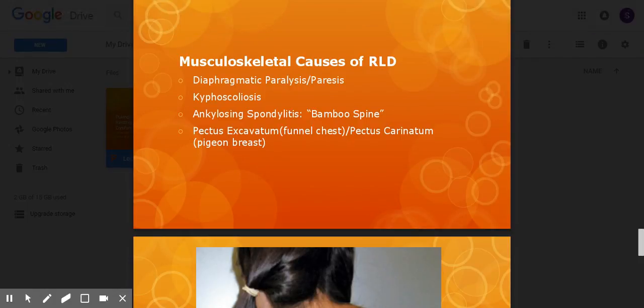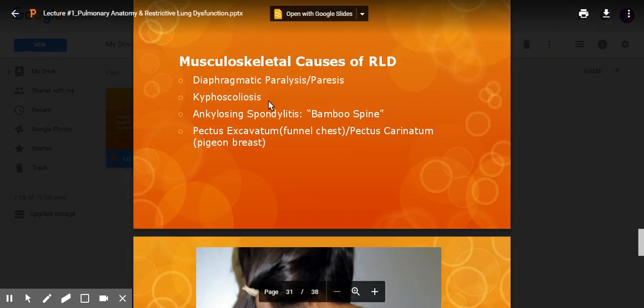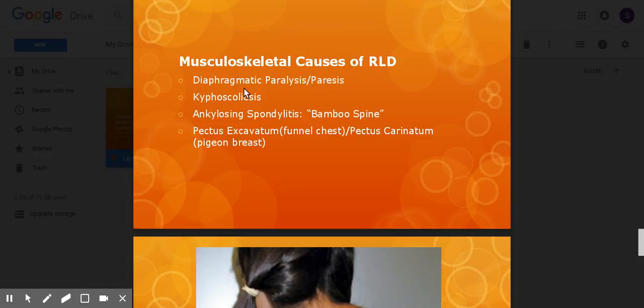We're now going to move on and talk about some musculoskeletal causes of restrictive lung dysfunction. The first topic area is going to be diaphragmatic paralysis or paresis. In cases we discussed earlier, bronchogenic cancer, there's a causation where, if the cancer is in the area of the phrenic nerve, there can be damage to the phrenic nerve, which will then cause partial or complete paralysis of the diaphragm.